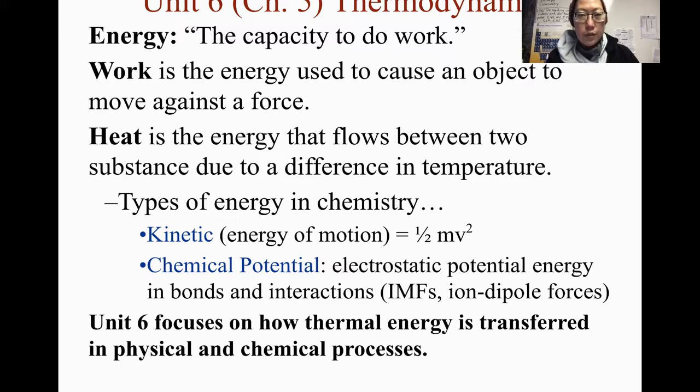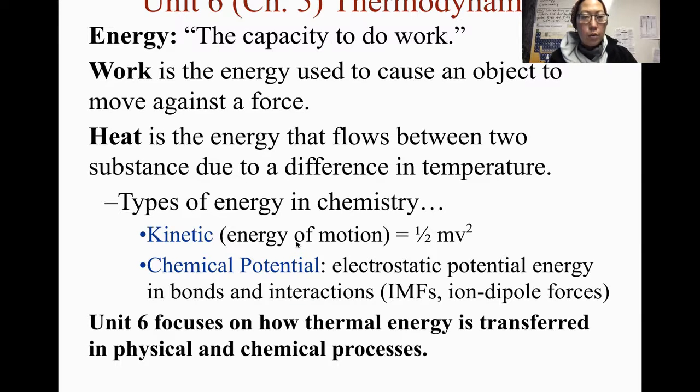It'll make more sense that way, but we'll start seeing some of those ideas in Unit 6 with heat. So energy is the capacity to do work, and heat is the energy that flows between two substances due to a difference in temperature. Work, we're not going to really talk about much at all in chemistry. Most of our processes are constant pressure, constant volume processes, and so work does not play a role. So chemistry focuses on heat.